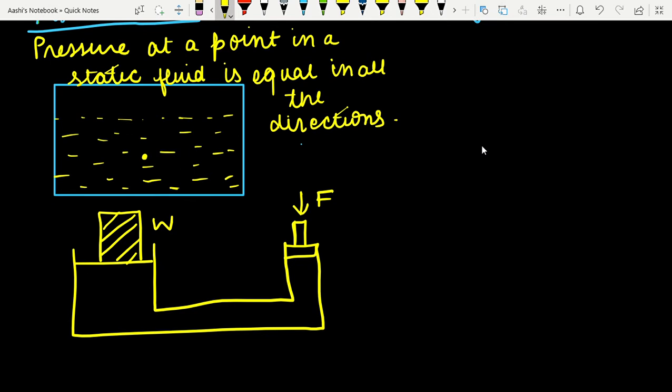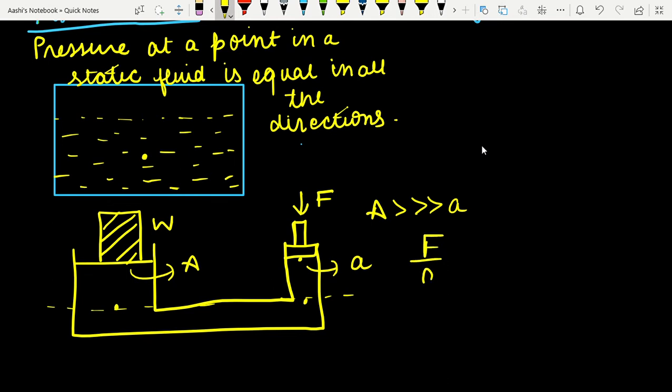This is an application of Pascal's law. So what does it do? Suppose the area of cross section here is small a and here it is capital A. Definitely capital A is much larger than small a. These two points are in the same horizontal plane. Now if you look at this point, the pressure will be how much? F by A, because it is the normal compressive force per unit area. So this is the pressure.